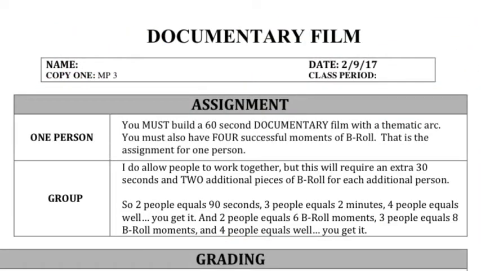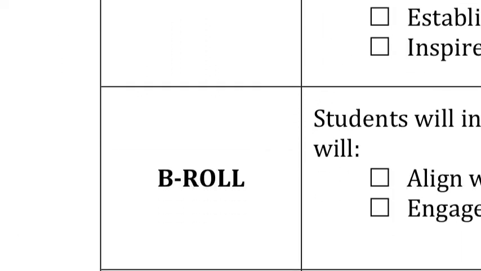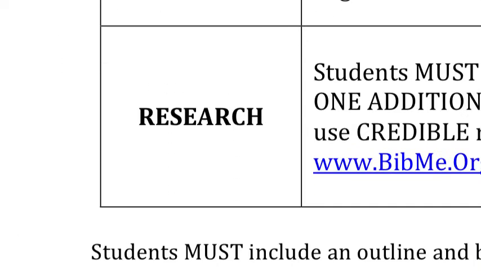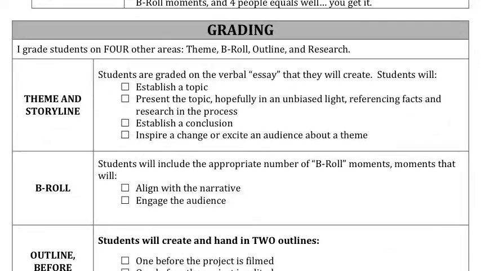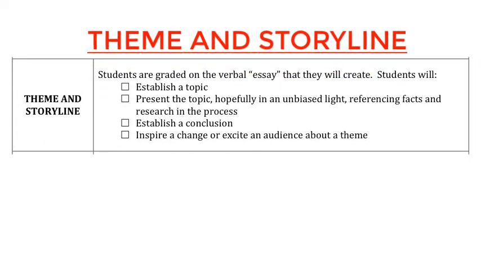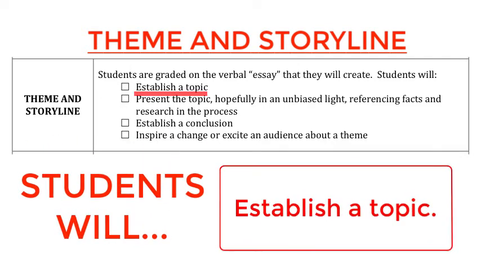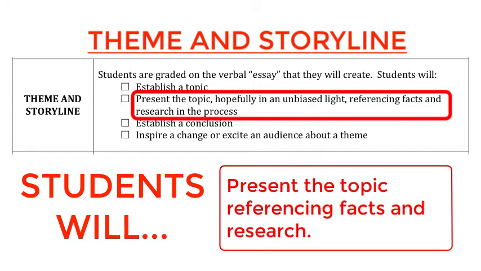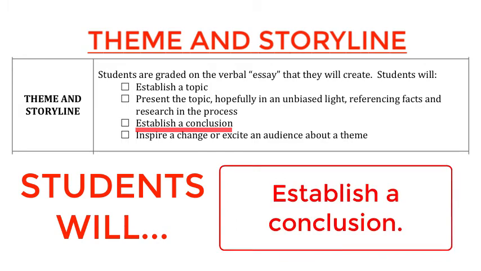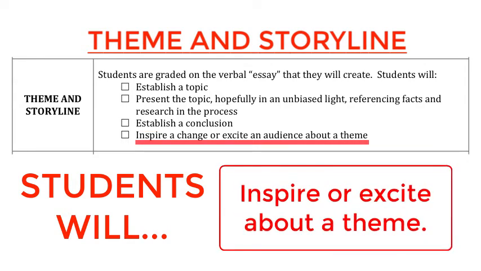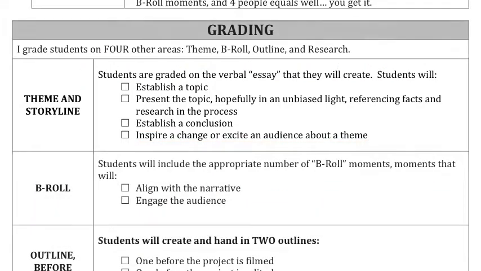I grade students on 4 other areas: theme, B-roll, outline, and research. For theme and storyline, students are graded on the verbal essay that they will create. Students will establish a topic, present the topic, hopefully in an unbiased light, referencing facts and research in the process, establish a conclusion, and inspire a change or excite an audience about a theme.